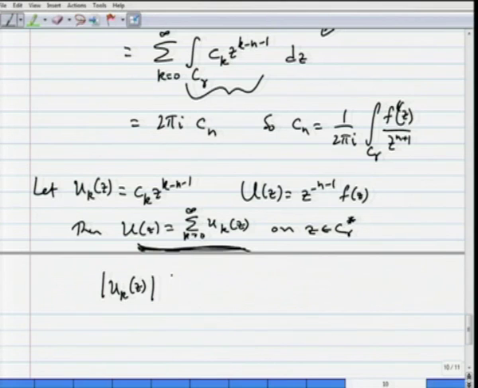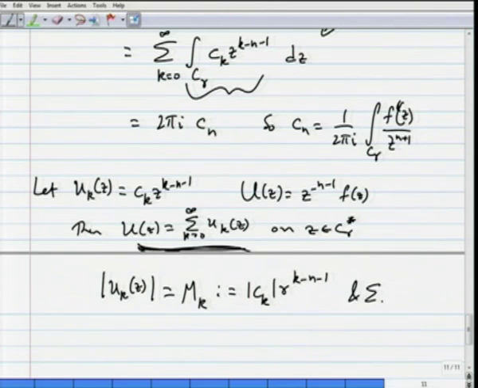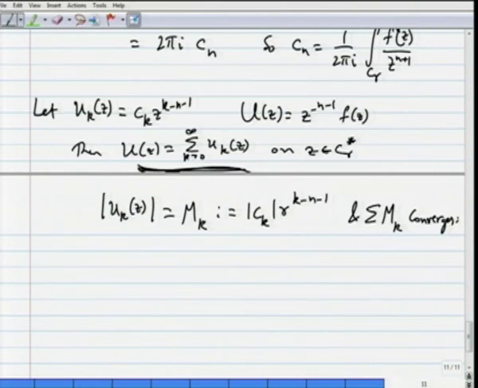The modulus of u k of z is equal to m k. What is m k? This is the modulus of c k times r power k minus n minus 1. That is the constant we are looking at. And sigma m k converges, because little r is strictly less than capital R, which is the radius of convergence. So this shows that the hypotheses of the previous lemma are satisfied. All the hypotheses are met.